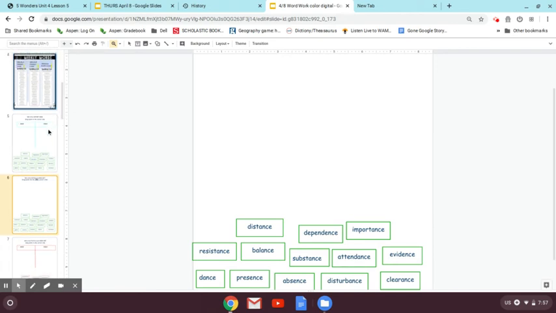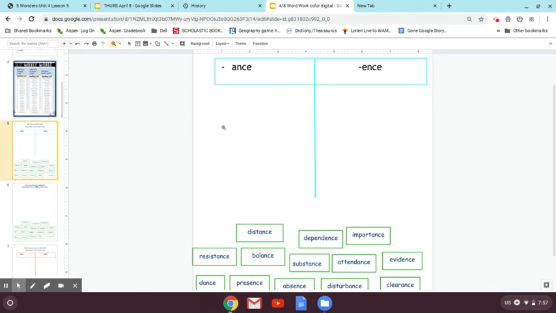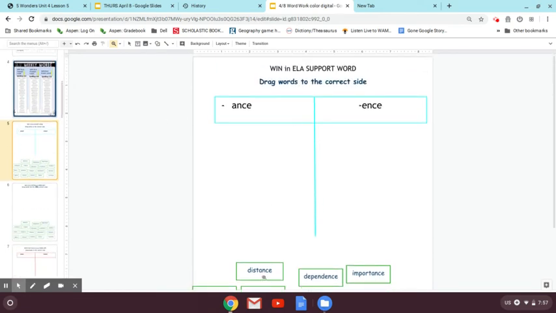You're doing a word sort, and you would drag and drop your words. You would drag and drop your words under the ants or ents heading. This would be the ELA support level. Make sure you're reading up here, ELA support.